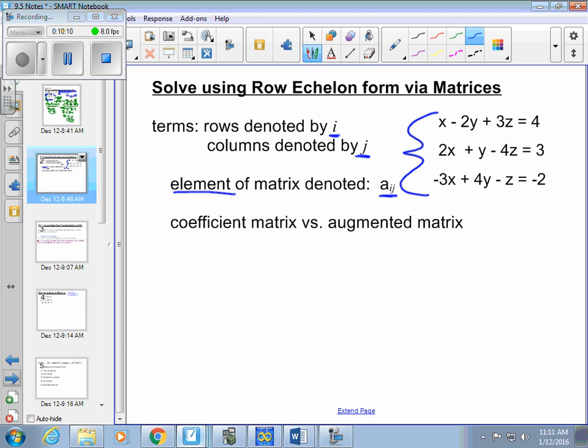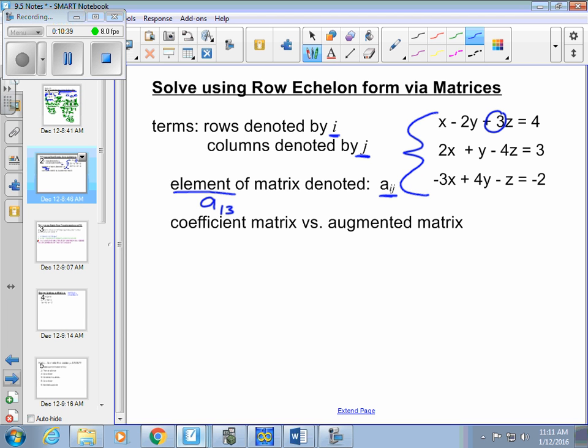So maybe I have something that says A13. That's telling you go to the first row, the third column, and tell me what the coefficient is there. I go to the first row, the third column, and my coefficient is a positive 3. That's what it's referring to. So it's purely descriptive. It's like you're the first student that walks in the room. You're the second student that walks into the room. What row, what column are we in?